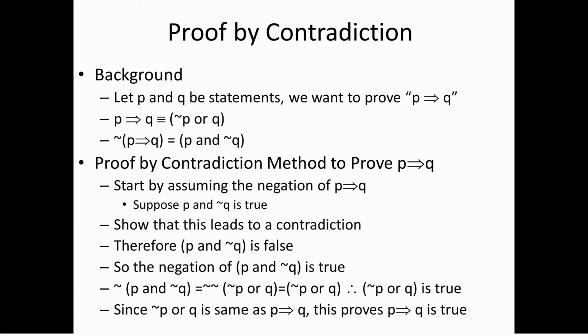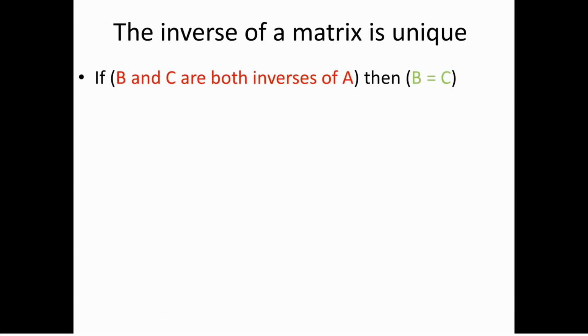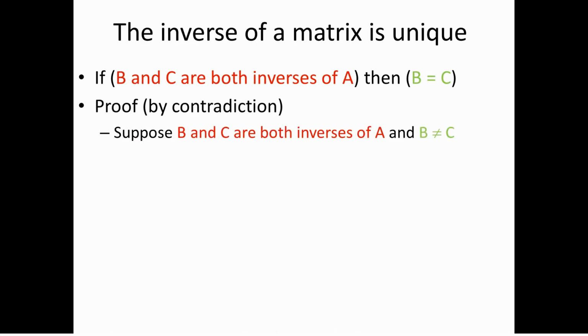So let's go ahead and apply that now to prove that the inverse of a matrix is unique. So we want to prove that if B and C are both inverses of the matrix A, then B is equal to C. We're assuming these are all n by n matrices. So we start off by proof by contradiction.